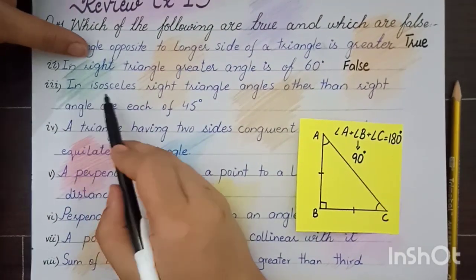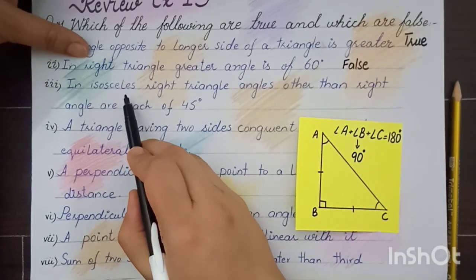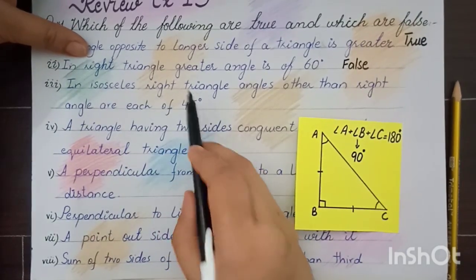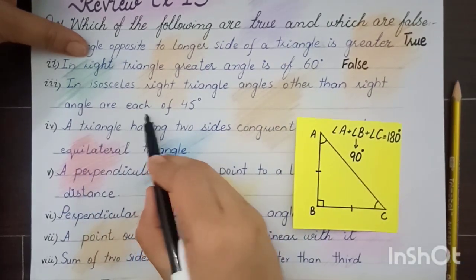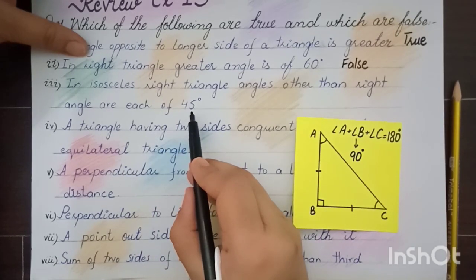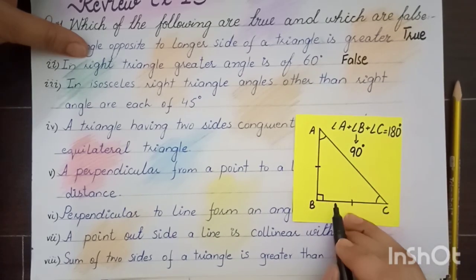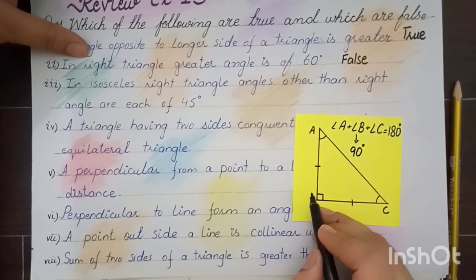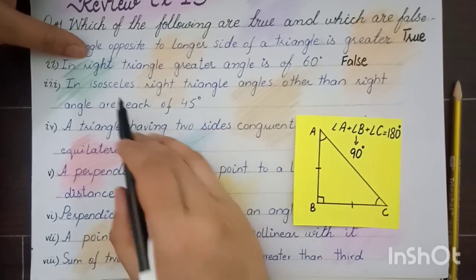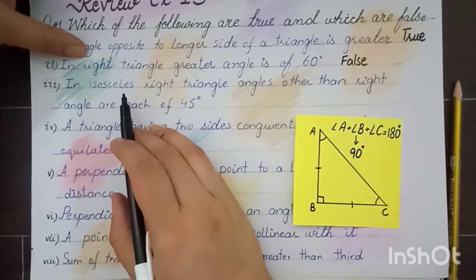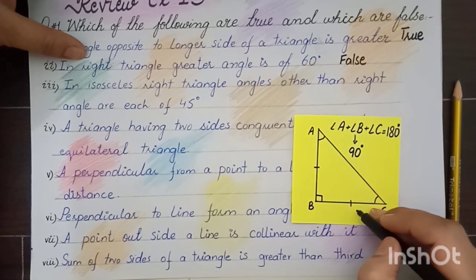My next statement is, in an isosceles right triangle, angles other than the right angle are each of 45 degrees. For the understanding of this point, we will discuss it through the diagram. This is an isosceles right triangle. Isosceles right triangle means a right triangle, a triangle whose two sides are equal in measure.